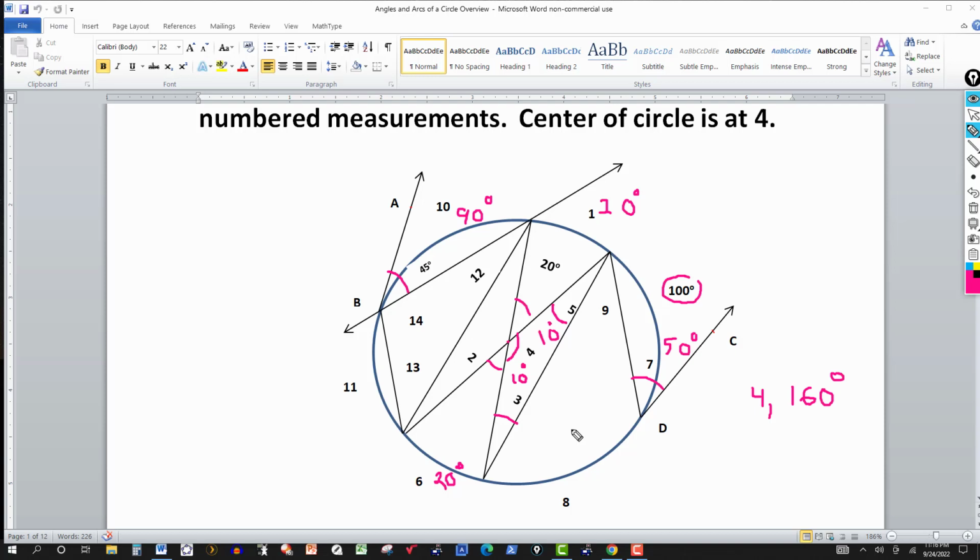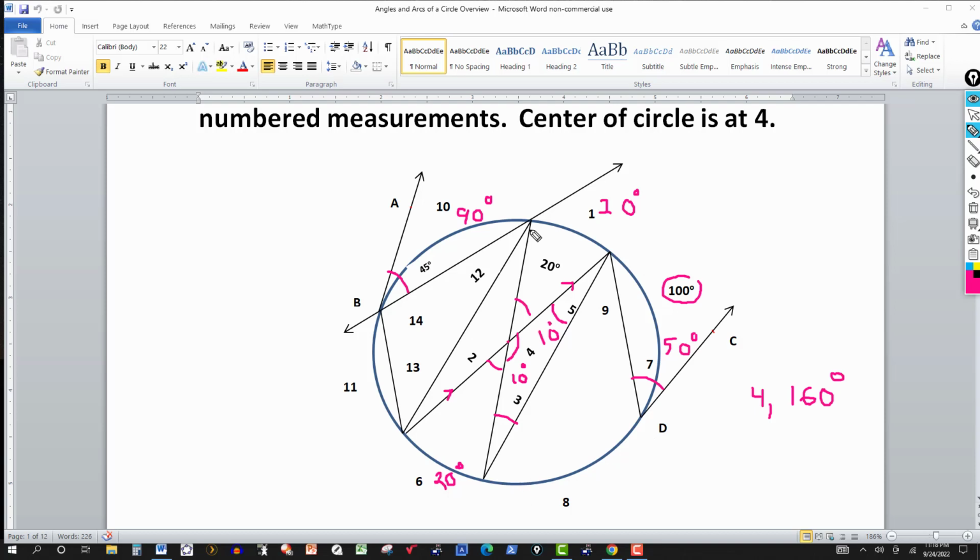Now let's look at 8, this arc right here. Now again, remember that the arc measurement all around the circle is 360. So if you have half a circle, it's 180. So let's look at this one. This right here, I put the arrows. Notice that goes through the center, so that's a diameter. So the total degree measurement around the circle there should be 180.